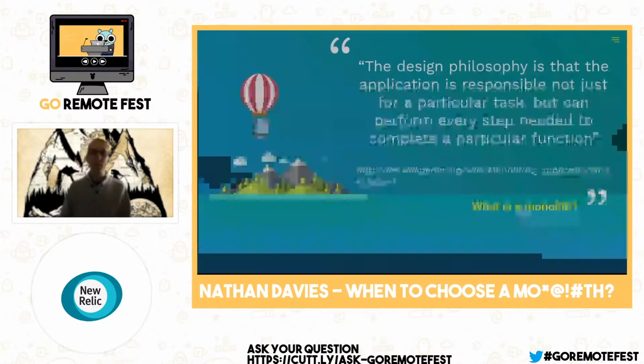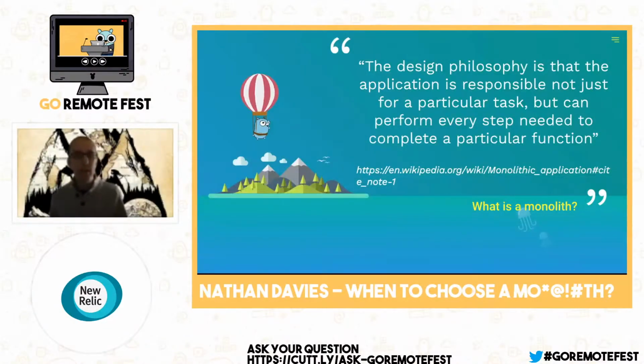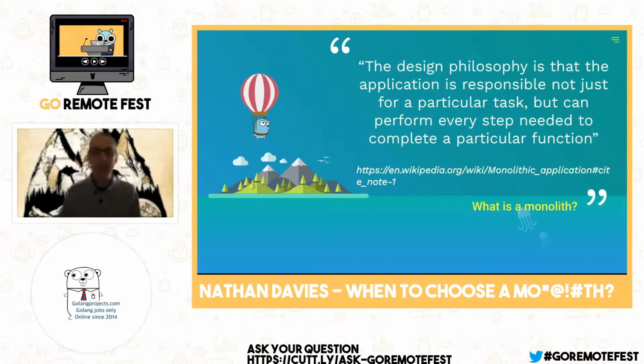But before we go any further, we should define monolith. The design philosophy is that the application is responsible not just for a particular task, but can perform every step needed to complete a particular function. To put it another way, a monolithic application is one which takes care of an entire process from end to end, handling each step in that workflow.